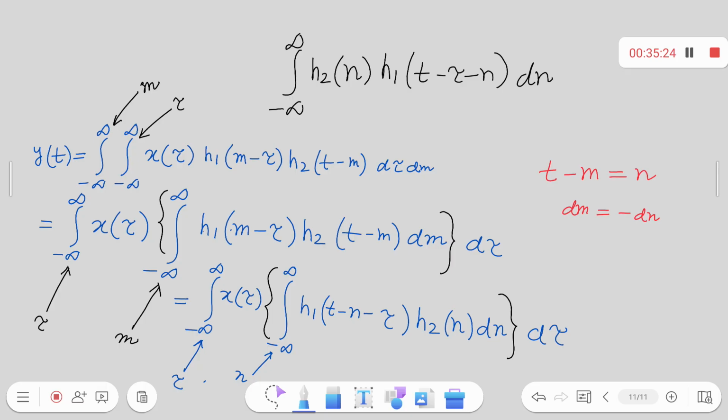And you know that the convolution operation is commutative. We have already established mathematically that h1 convolved with h2 is also equal to h2 convolved with h1. So basically what you can see over there is h2 convolved with h1 at t minus tau, right?